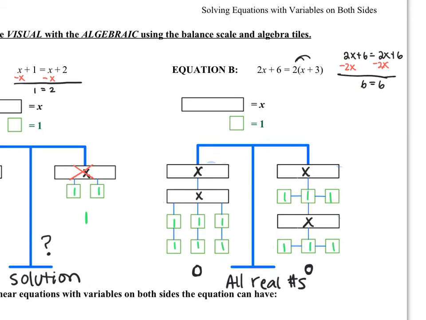Now visually, what I did on the balance scale is I removed both x's. So I could remove this x and remove this x. Whatever I do to one side, I have to do the other. And you can see that on the left side of my balance scale, I have the 6 remaining and also the 6 remaining. Those two numbers are equal, and so I can see it doesn't matter what x is. I'm always going to have all real numbers.